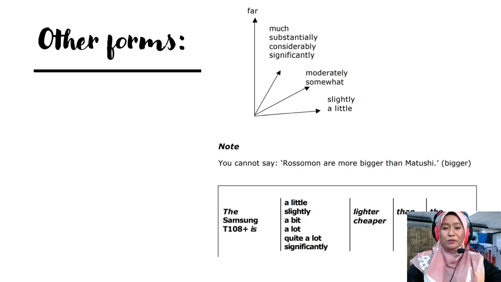You can also use other forms of comparison shown in the diagram: a little, slightly, somewhat, moderately, significantly, considerably, substantially, much, far.